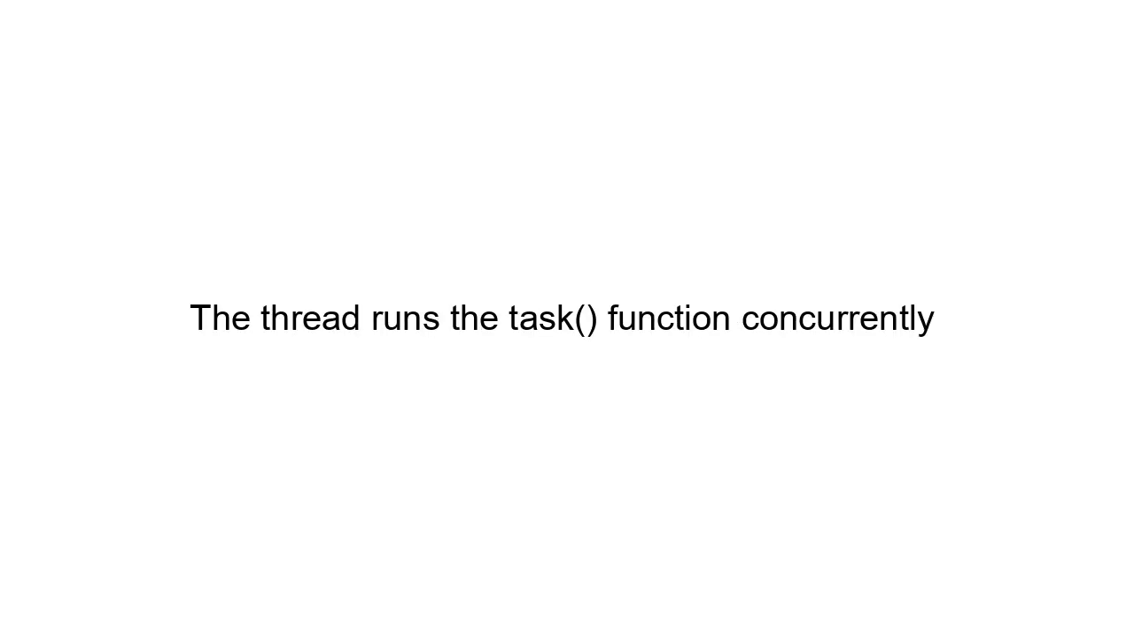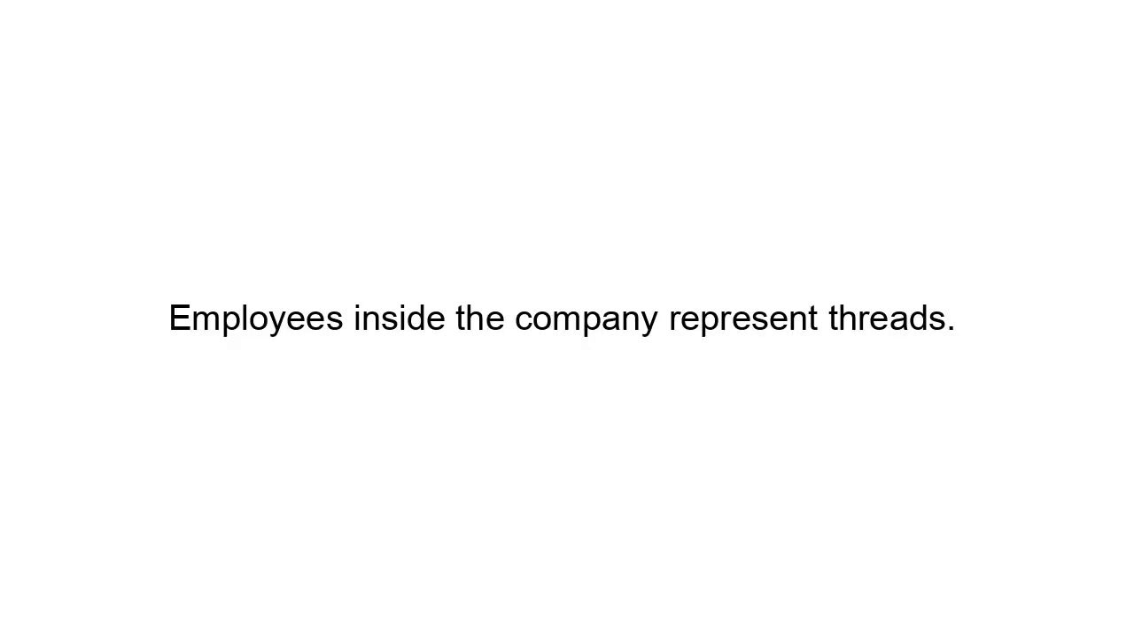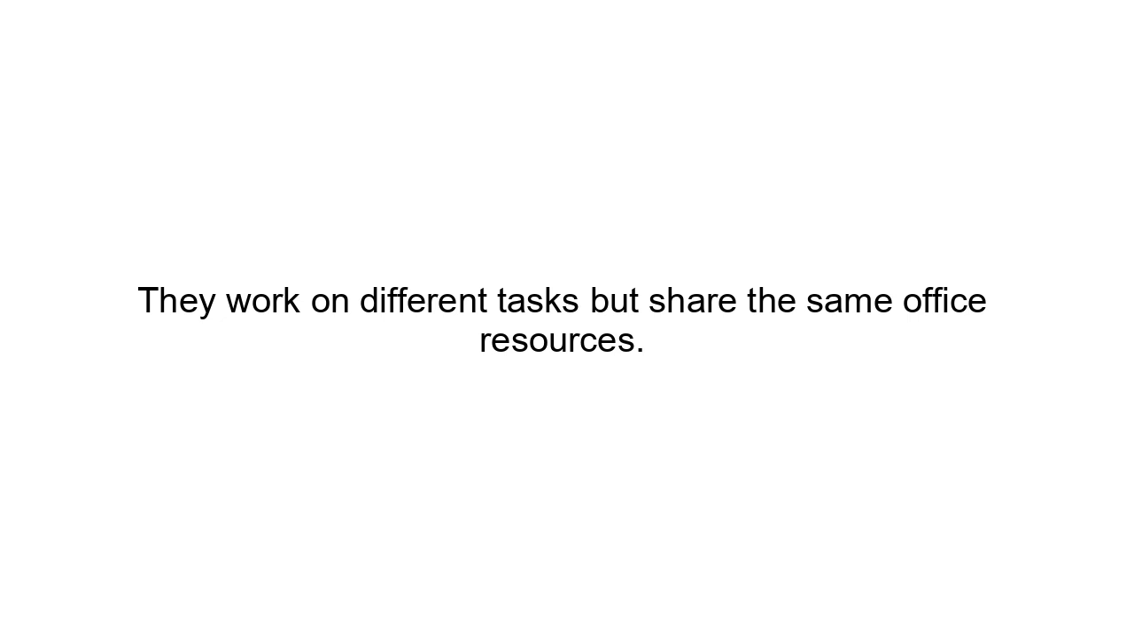Real-life analogy: think of a company. Process: the company itself is like a process. Each company has its own office, employees, and resources. Thread: employees inside the company represent threads. They work on different tasks but share the same office resources.